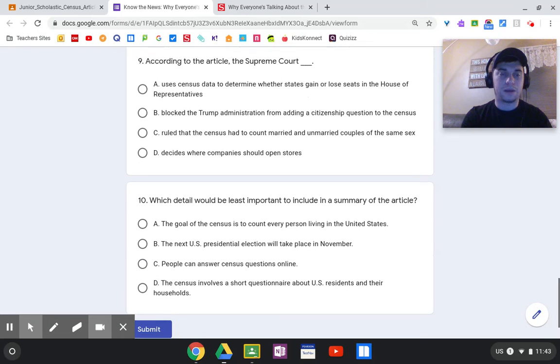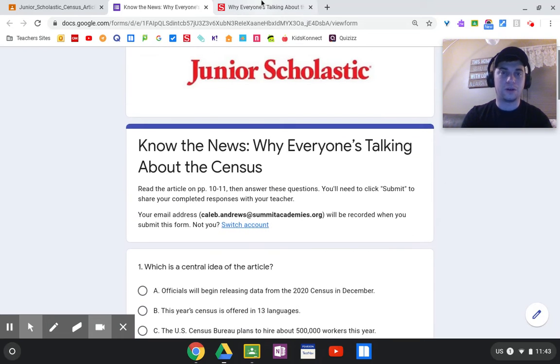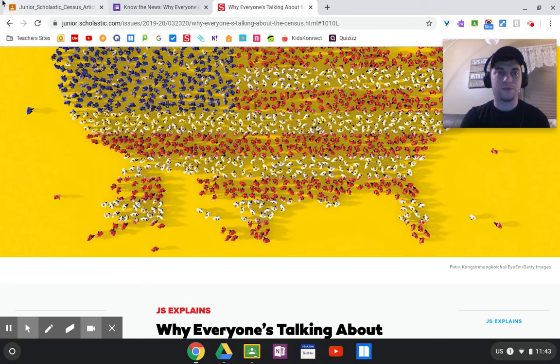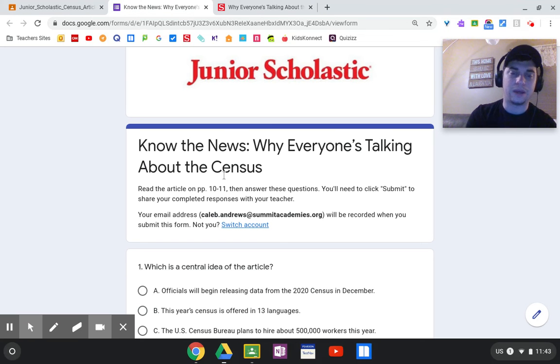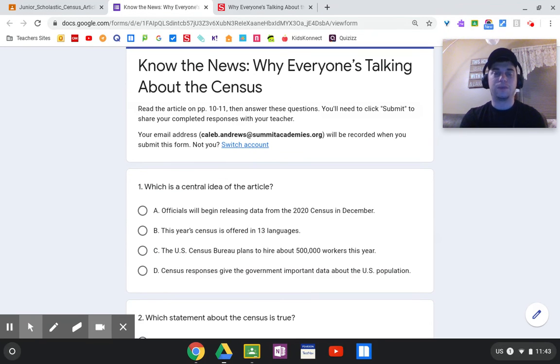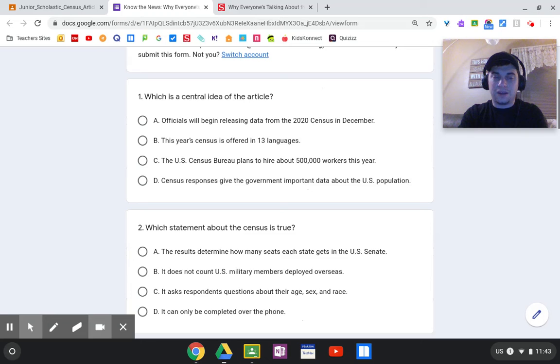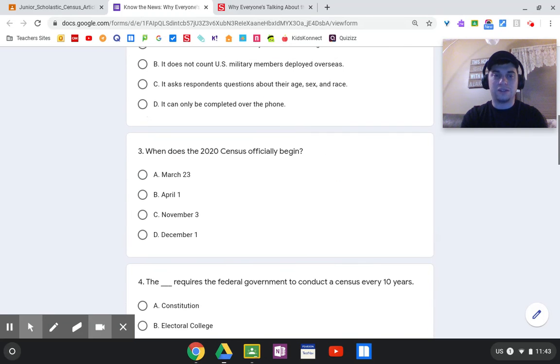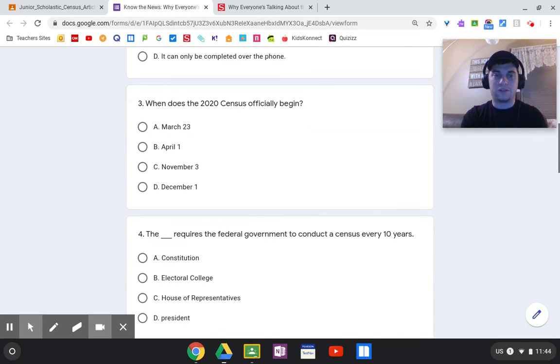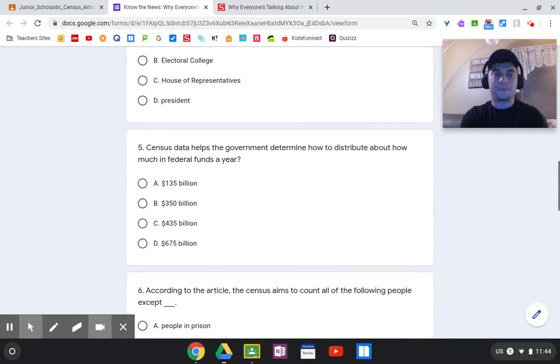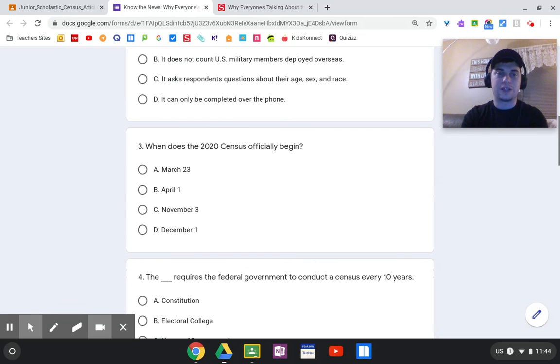I would strongly recommend that you keep the article up on another tab, or if you have the PDF, just keep that open so you can refer back to the text to help you answer the questions. Again, if you read the article and if you have it open, I don't think these questions are overly difficult. It's something you should be able to handle. 10 of them, all multiple choice and nothing that you need to type out, no short answer or extended response, anything like that. So just make sure you're looking at these questions carefully.